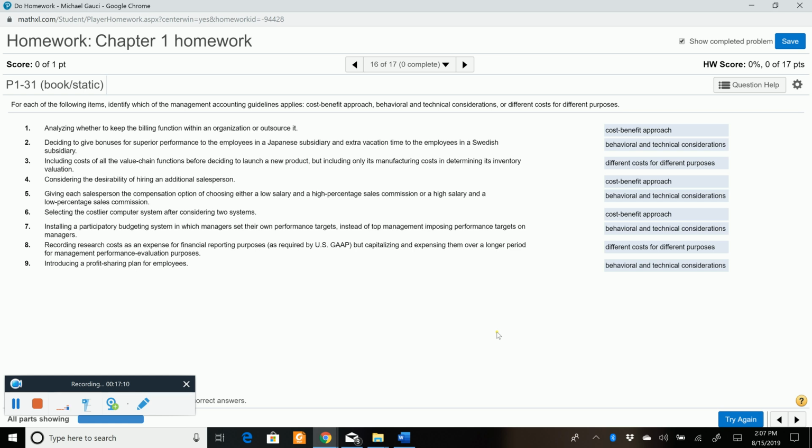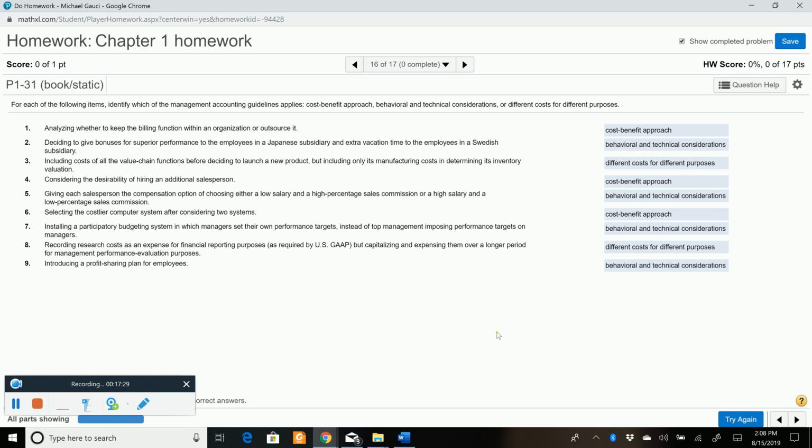Number 6, selecting the costlier computer system after considering 2 systems. Well, the only reason we would select the costlier computer system is if it gives us much greater benefits than the least costly one. So this is more of a cost-benefit decision.